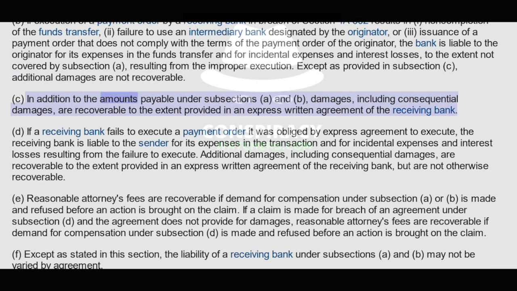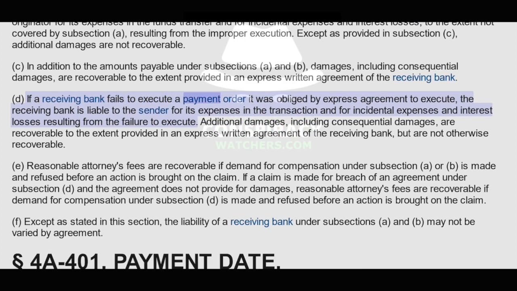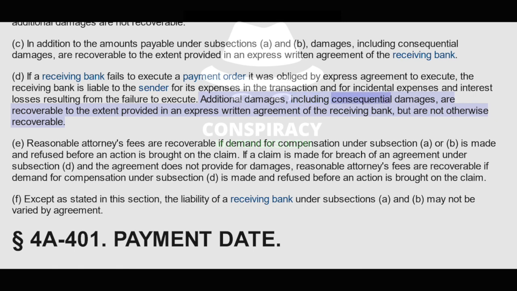In addition to the amounts payable under subsections and, damages, including consequential damages, are recoverable to the extent provided in an express written agreement of the receiving bank. If a receiving bank fails to execute a payment order it was obliged by express agreement to execute, the receiving bank is liable to the sender for its expenses in the transaction and for incidental expenses and interest losses resulting from the failure to execute. Additional damages, including consequential damages, are recoverable to the extent provided in an express written agreement of the receiving bank, but are not otherwise recoverable.